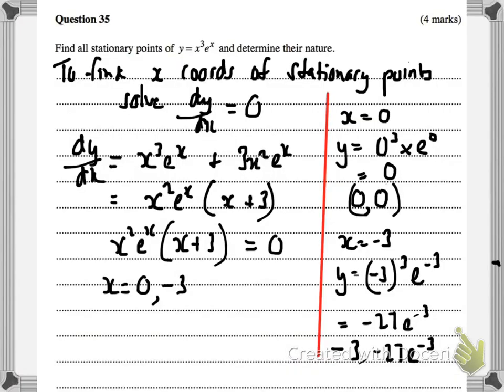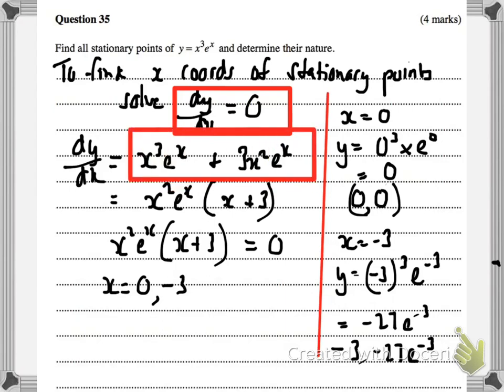Next question: find all stationary points of y equals x cubed e to the power of x. To find stationary points, remember we make the derivative equal to 0. To find the derivative, I've used the product rule. We've got our u, which is x cubed, and our v, which is e to the power of x. The derivative of x cubed is 3x squared, and the derivative of e to the x is e to the x.